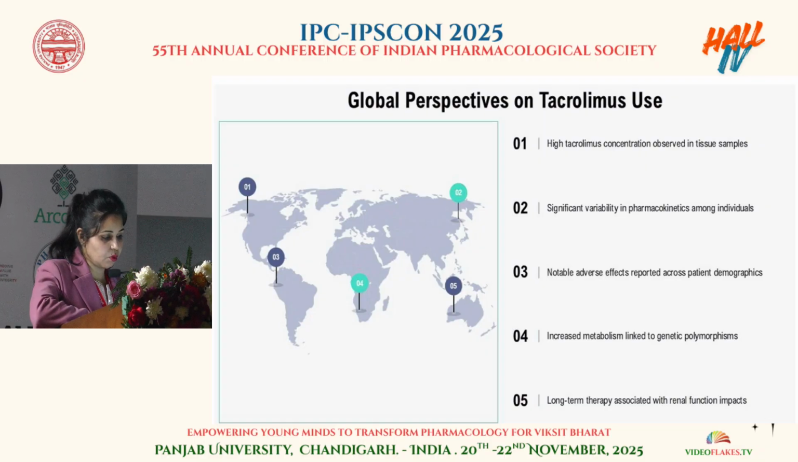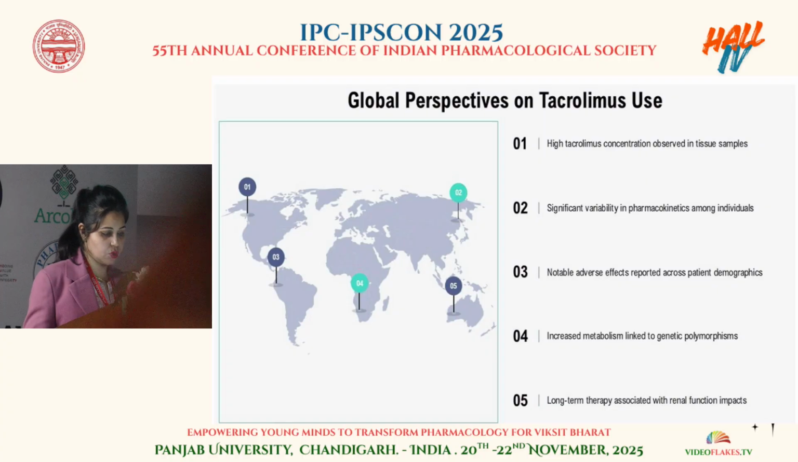So in 1, 2, 3, 4, 5, I have highlighted certain different regions, and they have observed some challenges with the tacrolimus. In case of one, the higher tacrolimus concentration observed in tissue samples, a significant variation in pharmacokinetics among the individuals of ethnic origin. In Asia and in Europe, they have different CYP isoenzymes, and that would differ the pharmacokinetics of this tacrolimus drug in different regions. So, notable adverse effect, that is nephrotoxicity, is the most notable adverse effect.